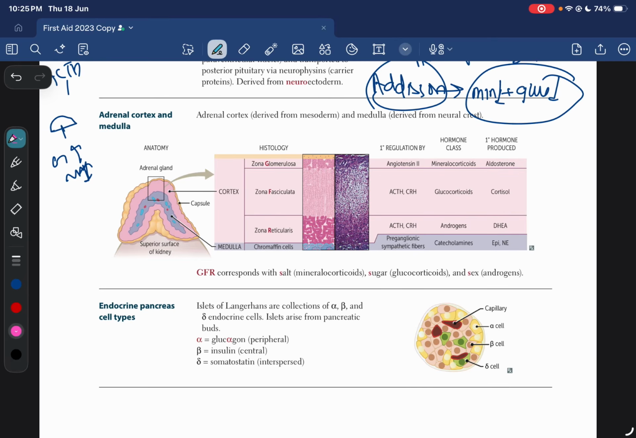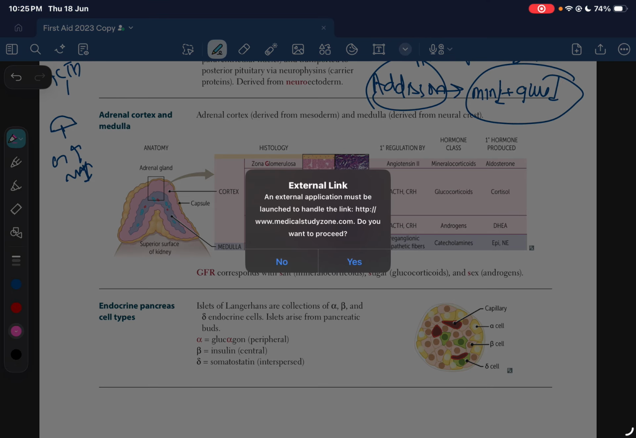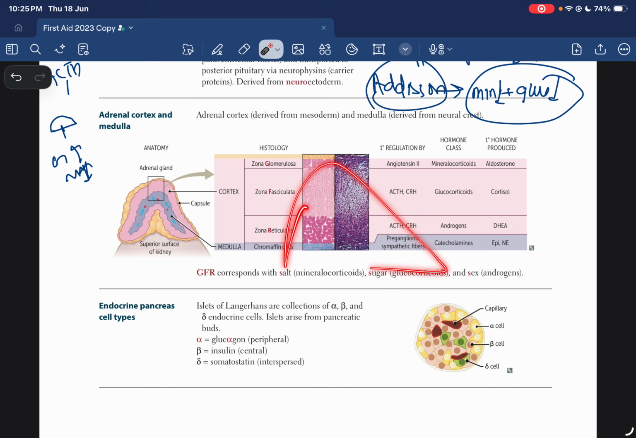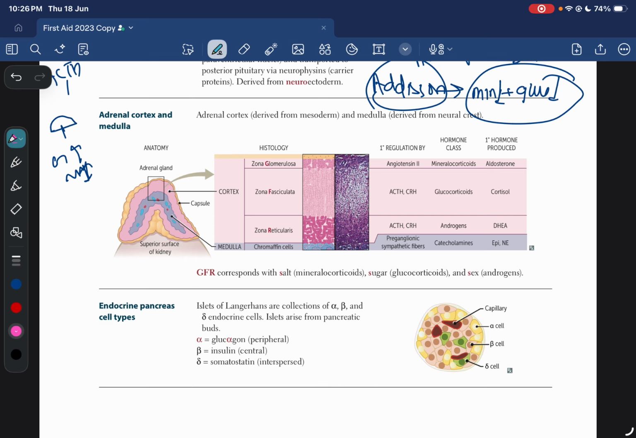Okay, so now we're going to discuss the adrenal cortex. I'm so sorry for this again and again. The adrenal cortex actually has three parts: glomerulosa, fasciculata, and reticularis. We're talking specifically about the cortex.